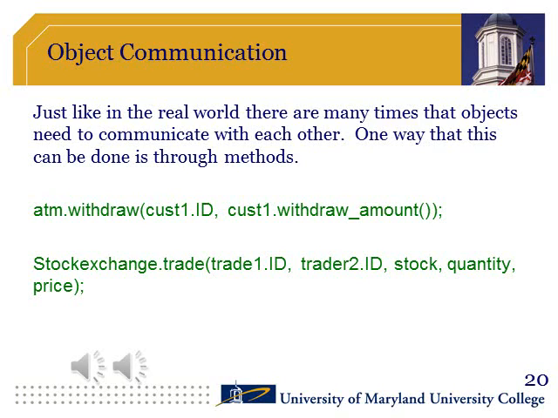Just like in the real world, there are many times that objects need to communicate with each other. One way that this can be done is through methods. Customer objects can request to withdraw money from ATM objects. Trader objects buy and sell stocks on stock exchanges.